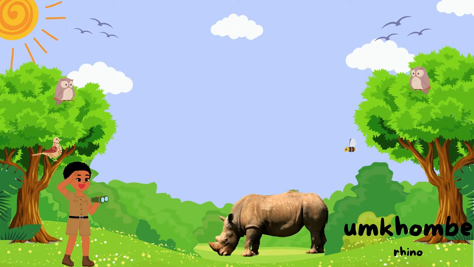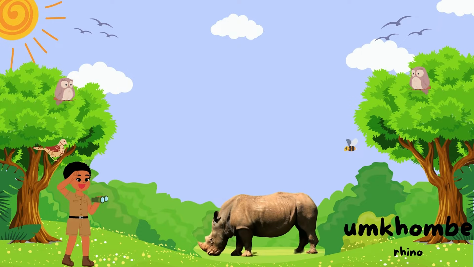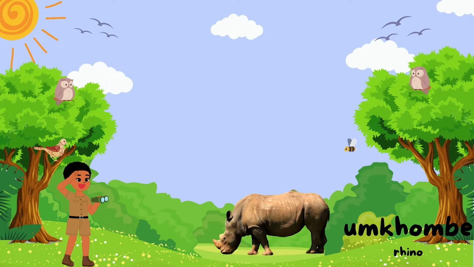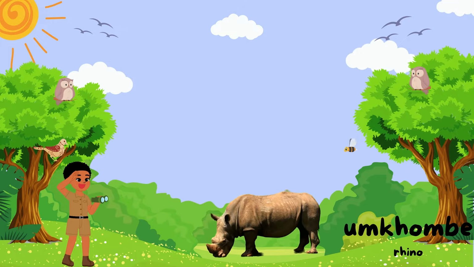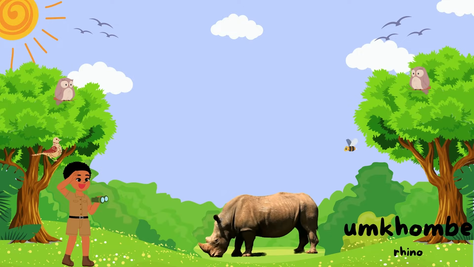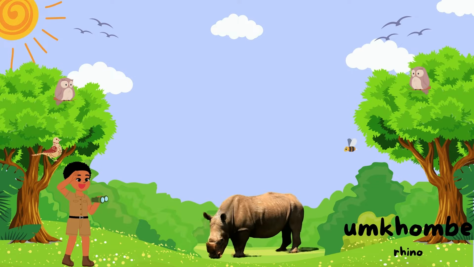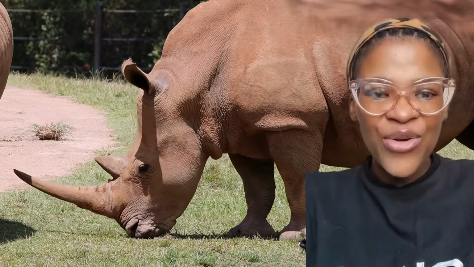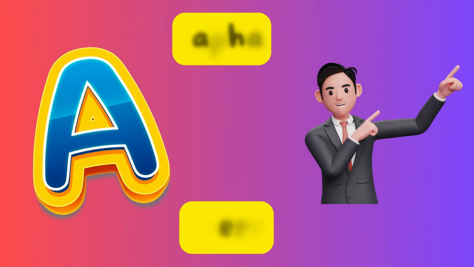I wonder what animal this is. Sasiphi kanene esi isilwanyana? Let me think. Think ukucinga. Mandicinge. Oh, right! Ewe, unyanisile. That is a rhino. A rhino is umkhombe. Umkhombe is a rhino.